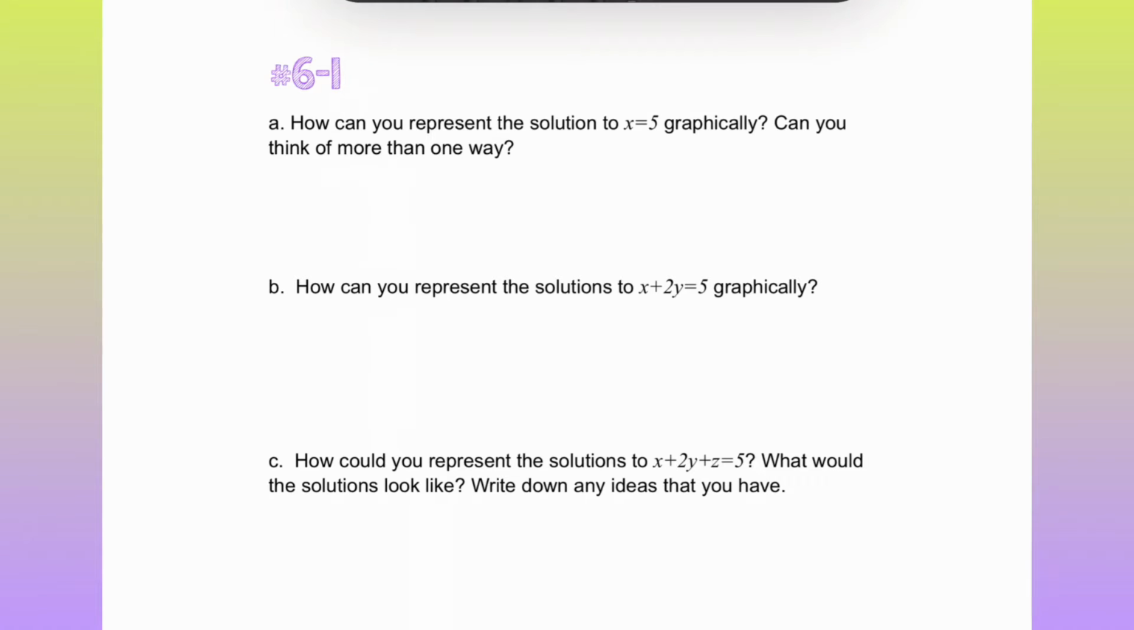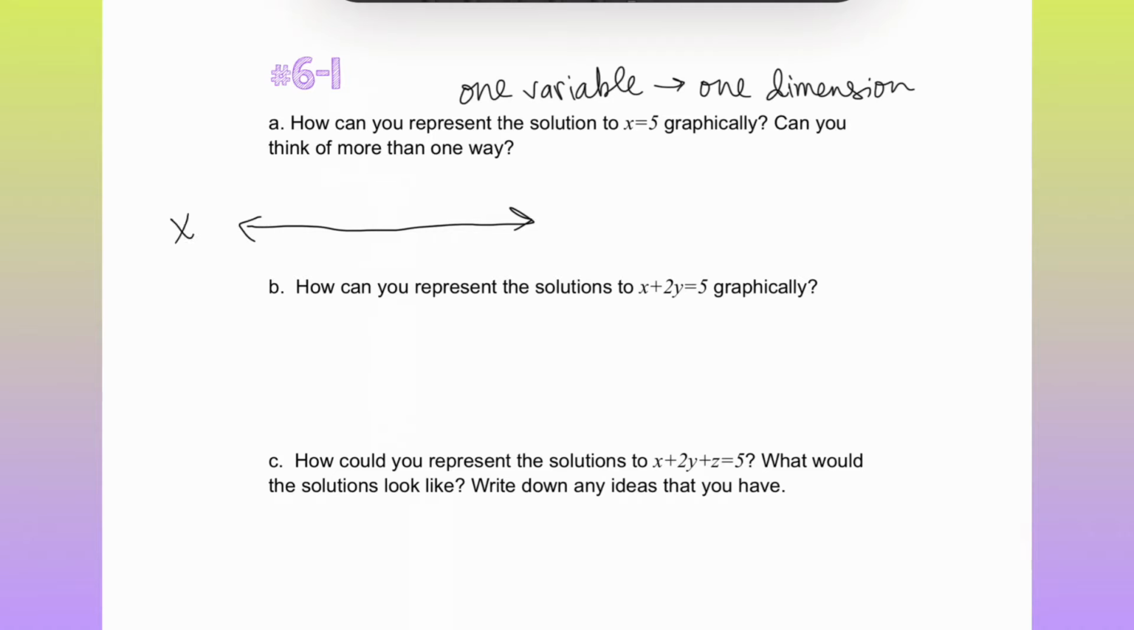So how can we represent the solution to x equals 5 graphically? Can I think of more than one way? Now I can recognize that one variable means that there's only really going to be one dimension that I need to represent. And the way that I can represent a single dimension, if we bring back our stuff from chapter 4, is a number line. So this number line just represents my x values. I can start at 0, and then all I need to do is put a single point at 5.